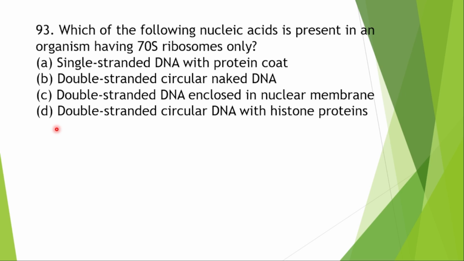93 question. Which of the following nucleic acids is present in an organism having 70S ribosomes only? Single-stranded DNA with the protein coat, double-stranded circular naked DNA, double-stranded DNA enclosed in a nuclear membrane, double-stranded circular DNA with histone proteins. Here the right option is option B, double-stranded circular naked DNA.